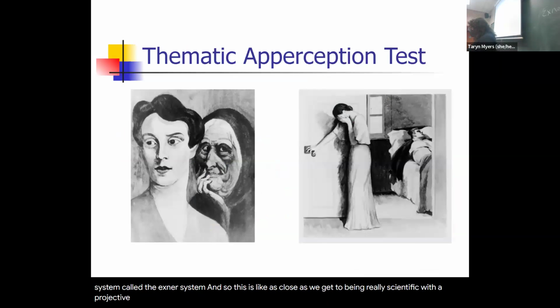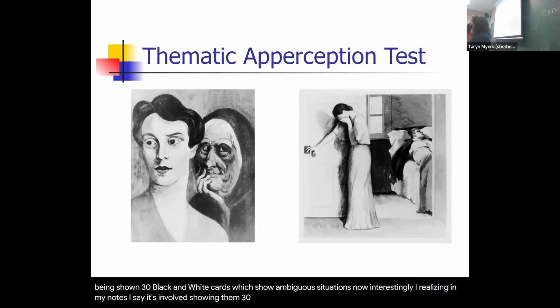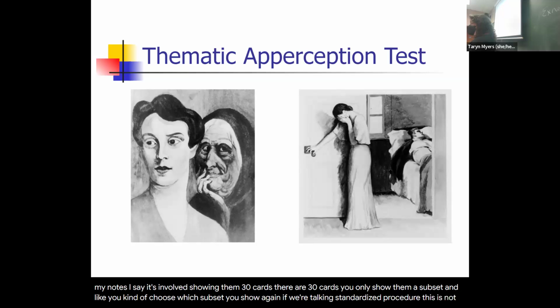All right, another type of projective is the Thematic Apperception Test, or TAT. And this involves people being shown 30 black and white cards which show ambiguous situations. Now, interestingly, I realize in my notes I say it involves showing them 30 cards. There are 30 cards. You only show them a subset, and you kind of choose which subset you show. Again, if we're talking standardized procedure, this is not great, right?